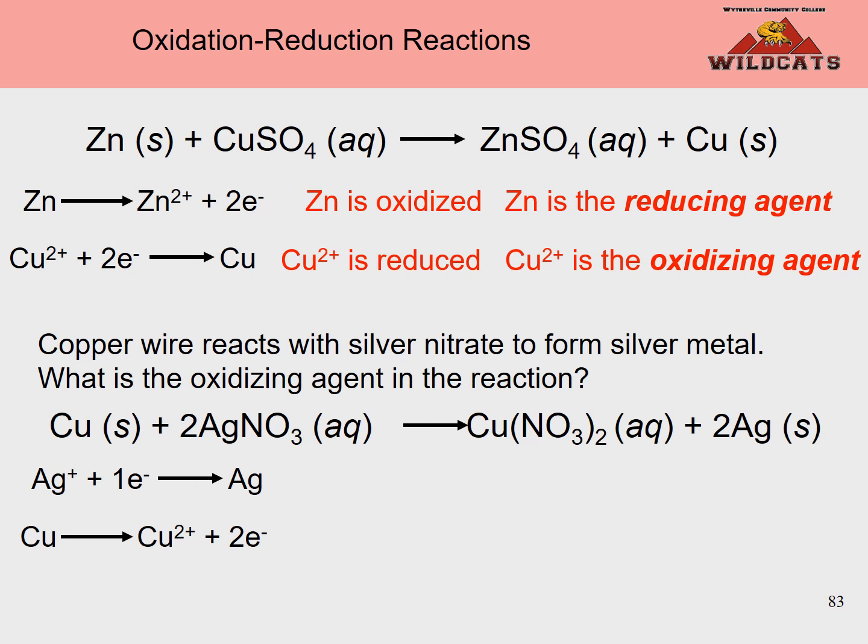Well, we're going to take a piece of copper wire and put it into silver nitrate. And what we find is the Ag is being reduced because it's gaining an electron. And so it's the oxidizing agent.